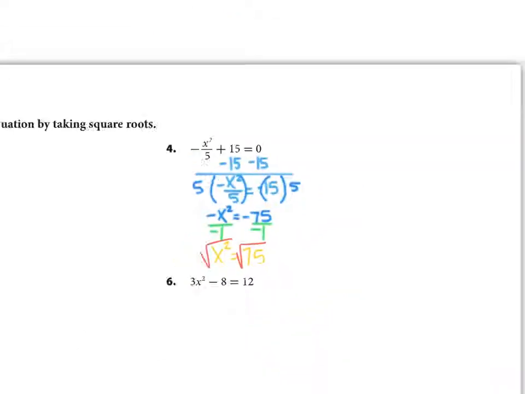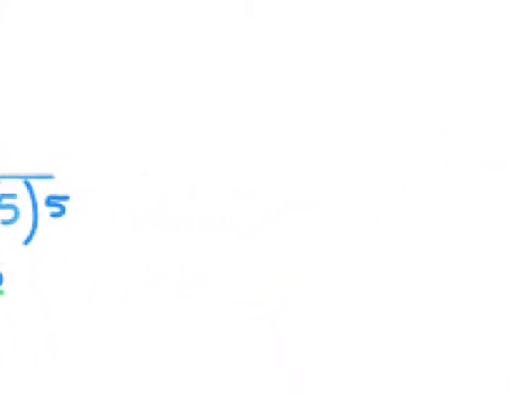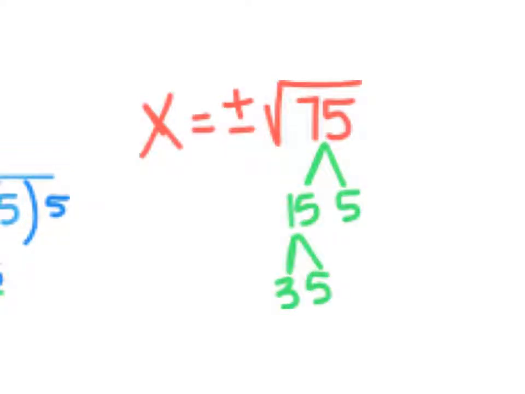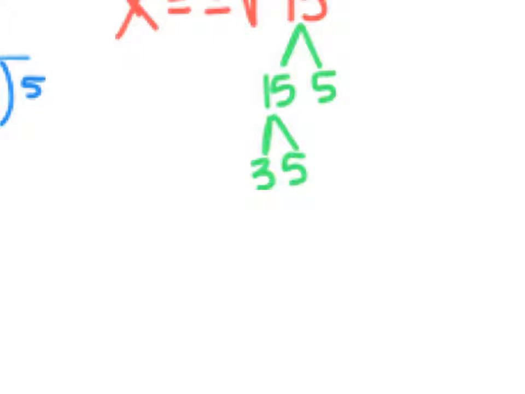That's going to give me x equals the positive and negative square root of 75. How do I simplify that? 15 and 5. Okay, so I'm going to do this one using a factor tree. So I'm going to factor 75. That is 15 and 5, and 15 is 3 and 5. So really I end up with x equals the square root of 3 times 5 times 5.